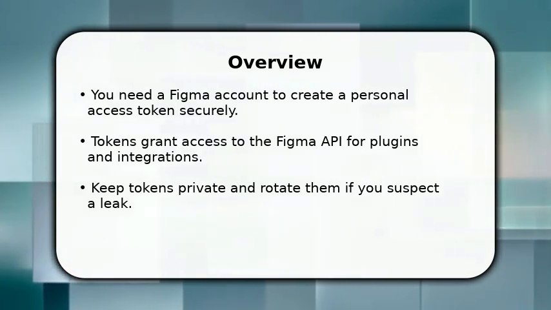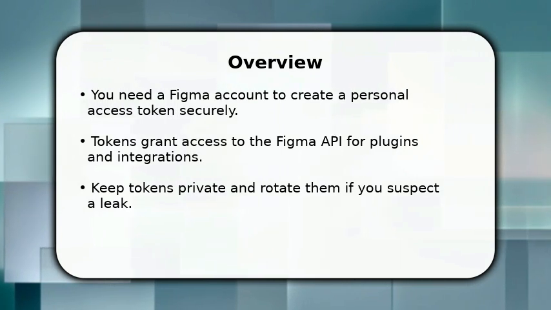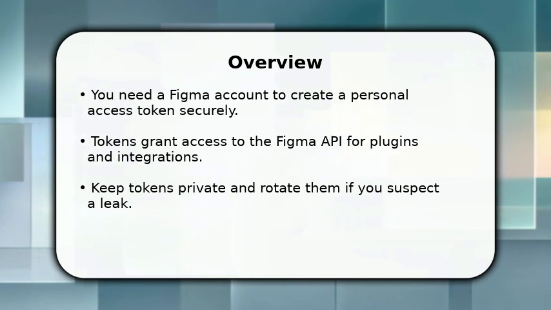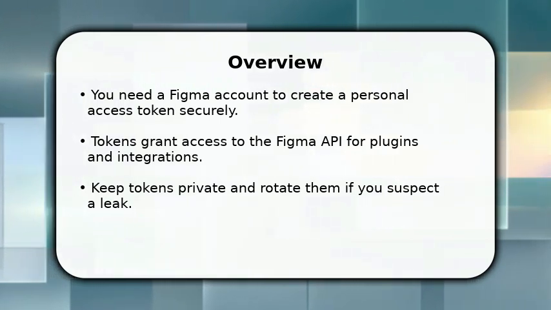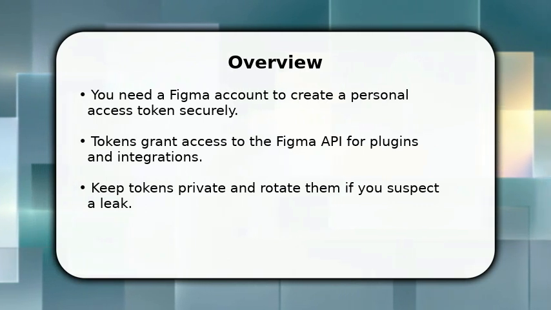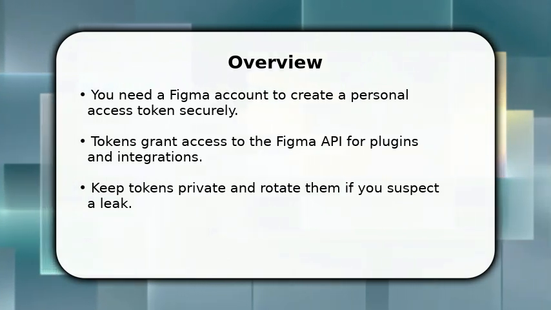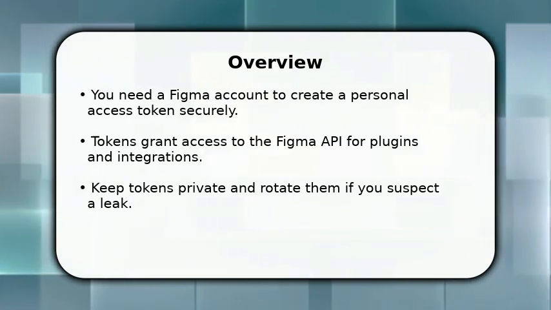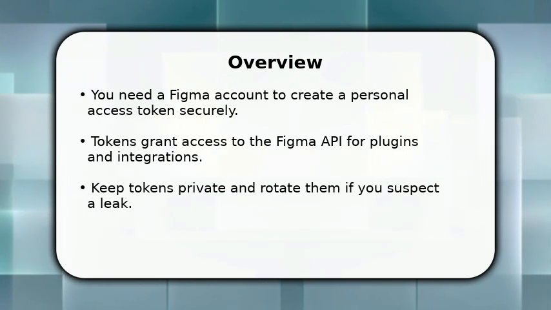First, log into your Figma account, open Account Settings, and find the Personal Access Tokens section. Click to create a new token, give it a clear name that matches its use, and copy the token to a secure manager right away. Avoid pasting tokens into public chat or repositories, and treat tokens like passwords for your design data.